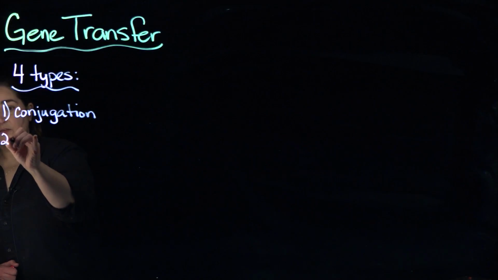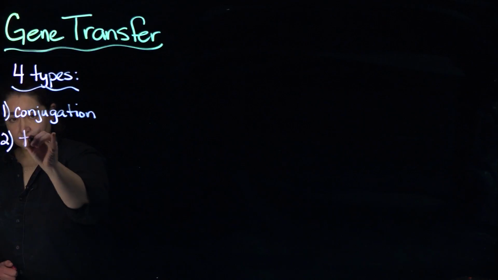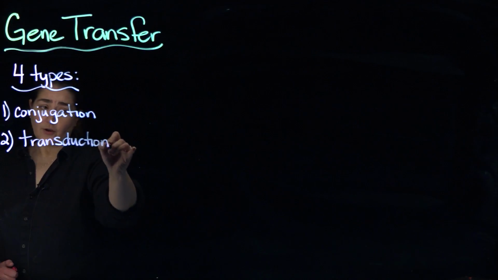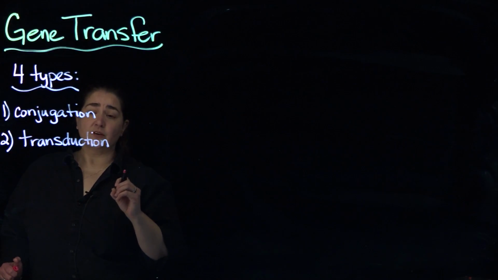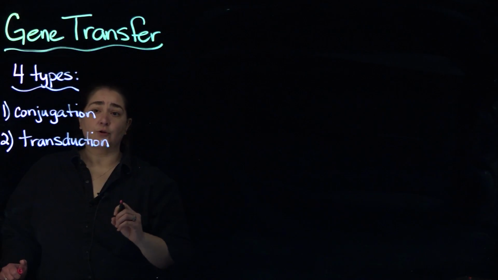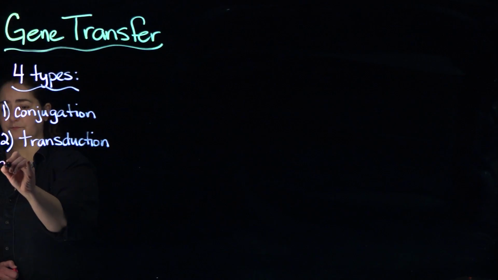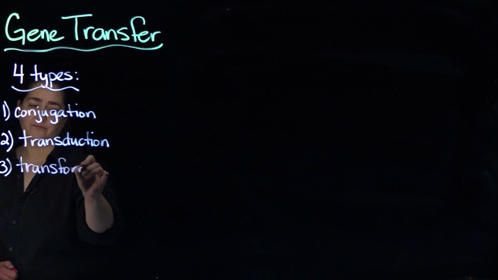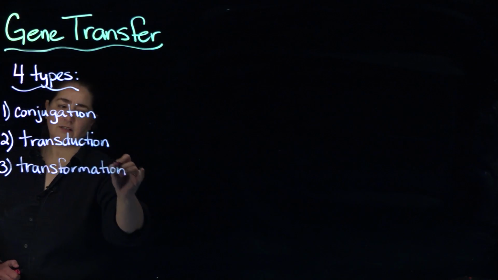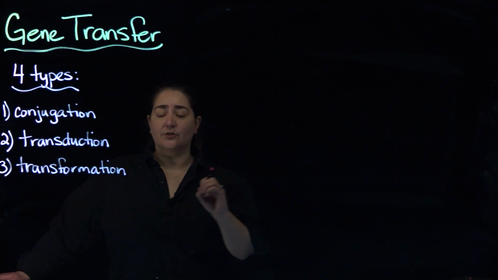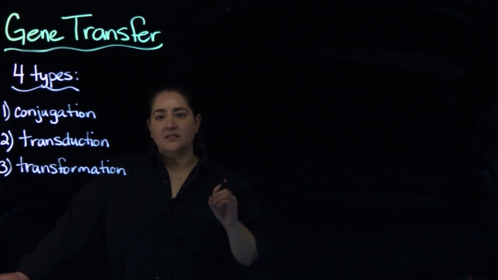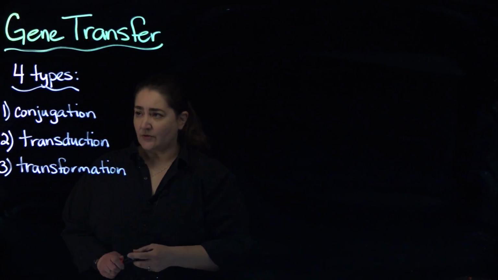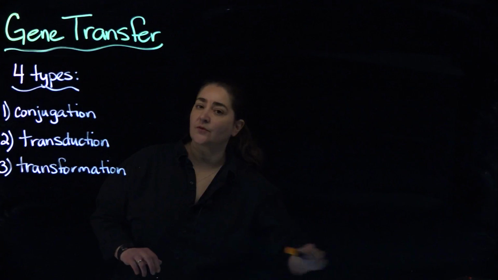Okay? So we've got conjugation. We've got transduction, which is going to involve the use of a bacterial virus in order to transfer DNA. We will talk about transformation, which is going to be kind of neat because this is the type of bacterial gene transfer that we as scientists exploit in order to make different proteins that are needed. Okay? So we've got conjugation, transduction, transformation.